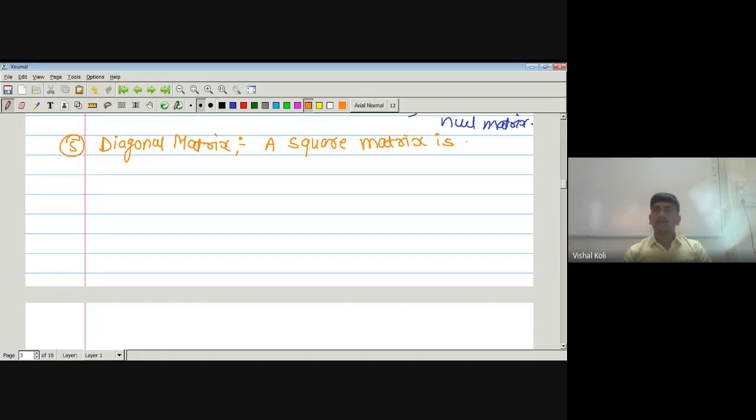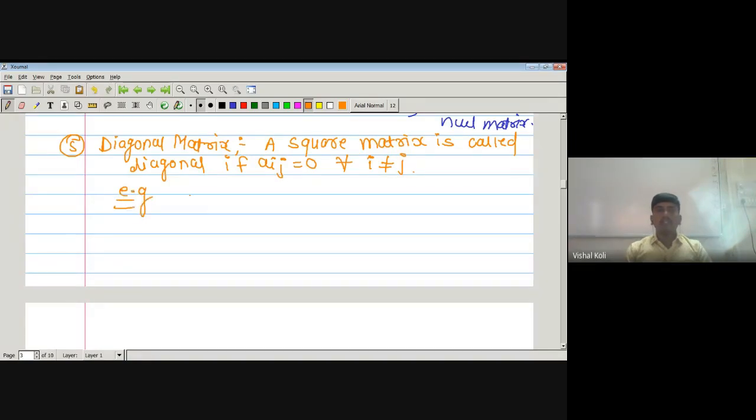So a square matrix is called diagonal if Aij is equal to 0 for all i not equal to j. Any matrix is said to be a diagonal matrix if the entries Aij are equal to 0 for all i not equal to j. That is, all the non-diagonal elements are 0.